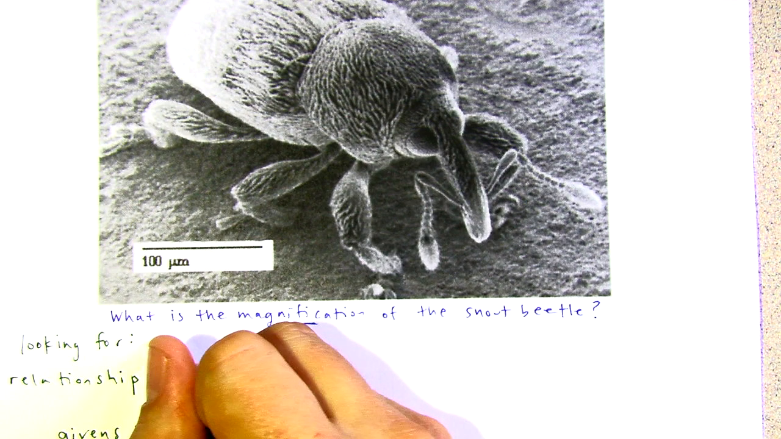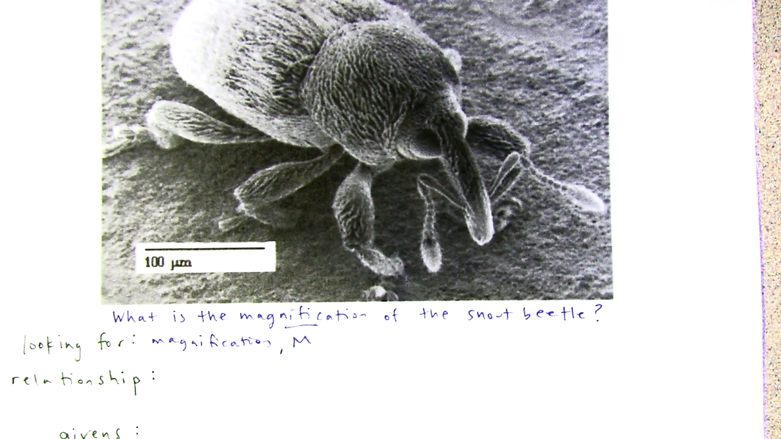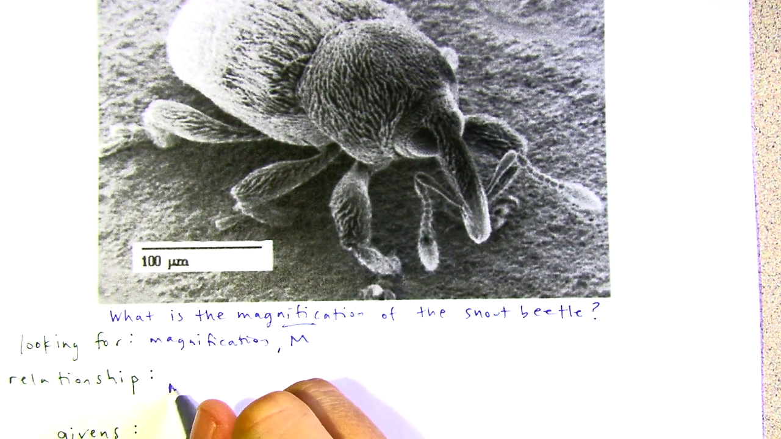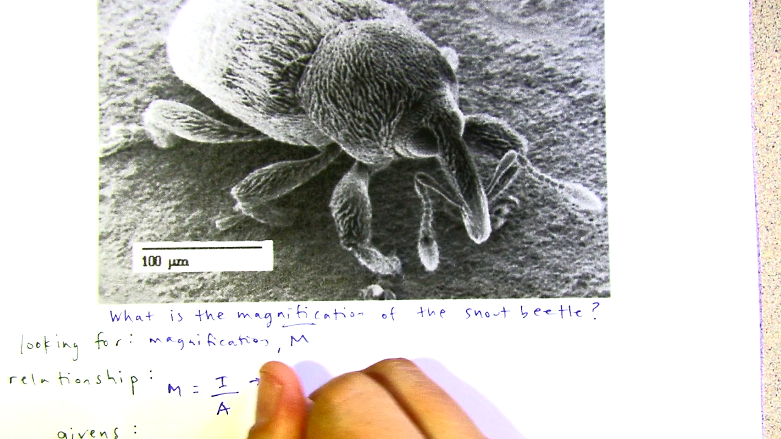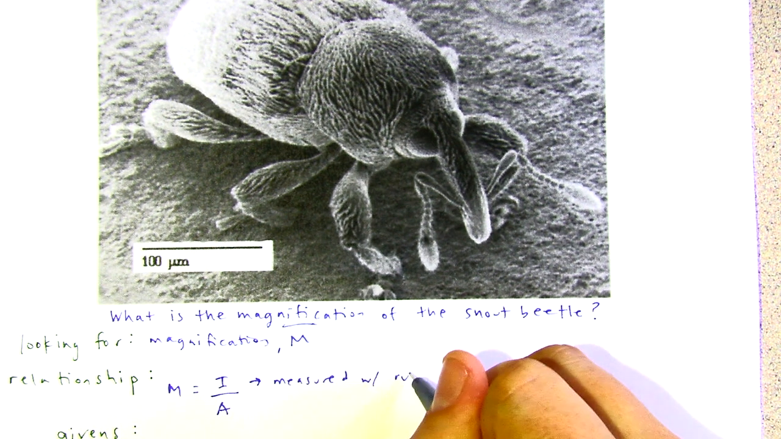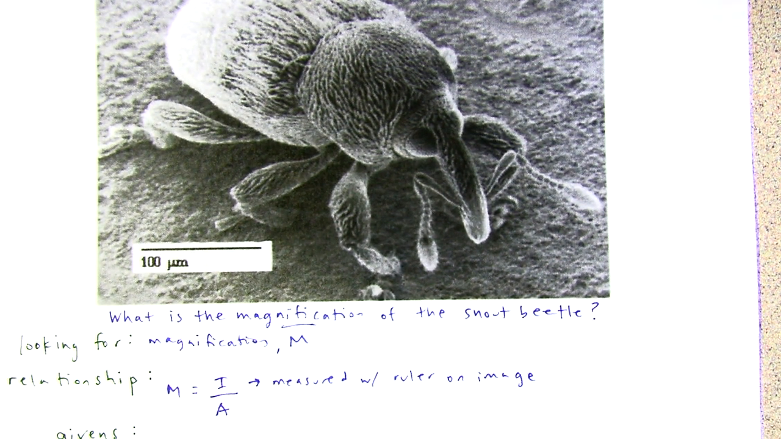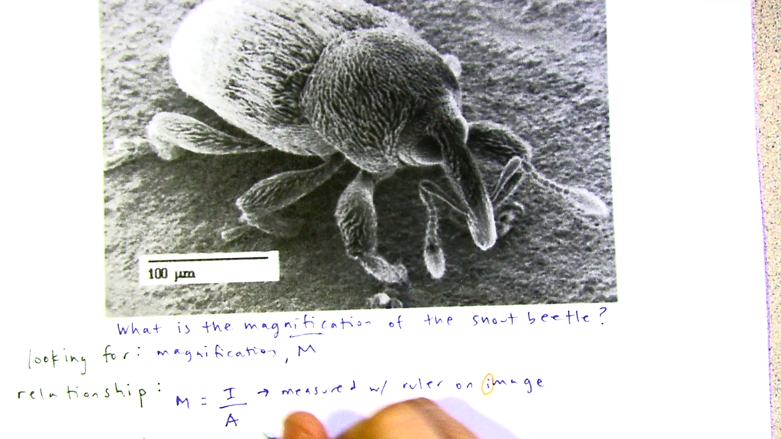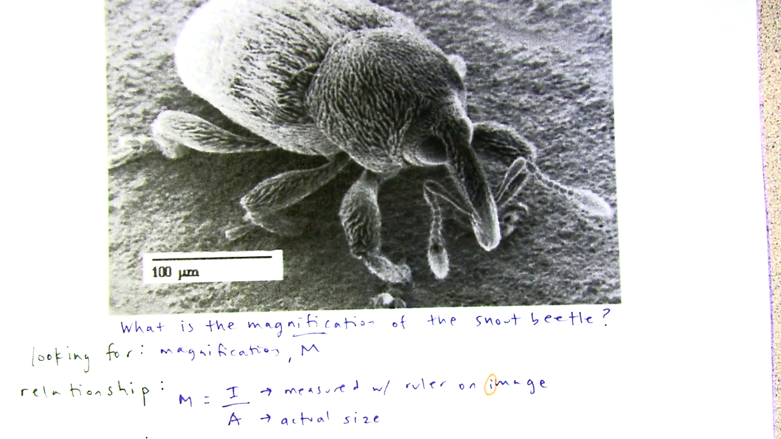We are looking for the magnification, which in our relationship is M. The relationship that we have is the same one that we're going to use for any problems of this type. M equals I over A. I is what we measure with a ruler on the image, or on the actual paper. So measured with a ruler on the image, I'm going to circle that I. And then what do we mean by A? A means actual size. So the actual size in real life is A.